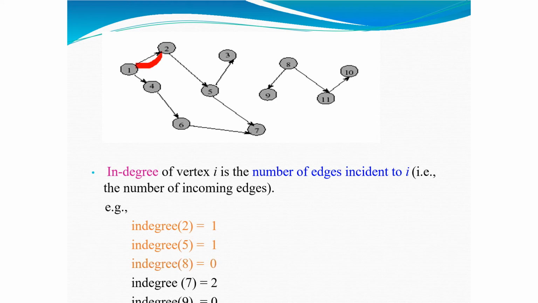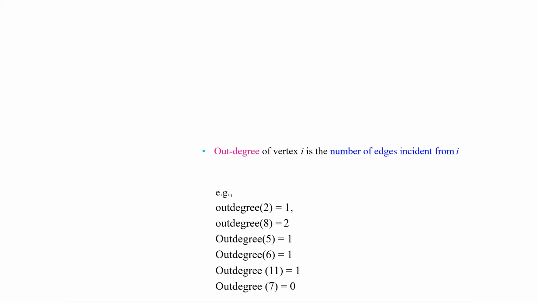Only one incoming edge. In degree of 5 is 1, because 5 also contains only one incoming edge. If we take 8, the in degree of 8 equals 0 because here there are no incoming edges. Same if we consider node 1, it is also 0 because there are no incoming edges for node 1. Likewise, we calculate the in degree of the other remaining nodes. That is, in degree of 7 is 2, then in degree of 9 is 0.